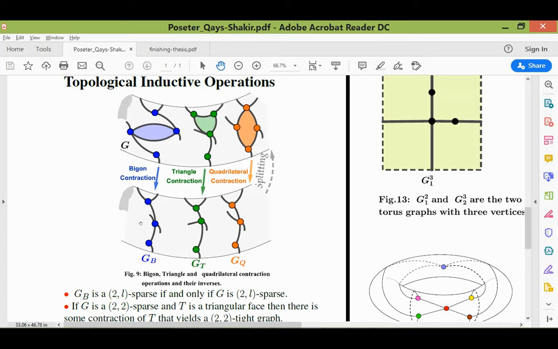Also, we have triangle contractions, so we can contract that triangle to an edge, as in this green illustration. And we also work on quadrilateral contraction. Whenever we see a quadrilateral face, we can contract it in this way. We identify these two vertices together and we delete two edges. So we will get a path of length two.